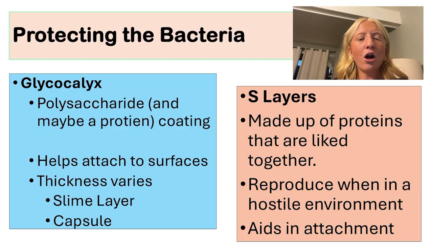So the glycocalyx and the S layer can either be used individually or together. The S layer is produced when it's in a harmful environment and the bacteria thinks that they need more protection. So it helps protect the cell, and it also helps attach to surfaces and make colonies bigger.